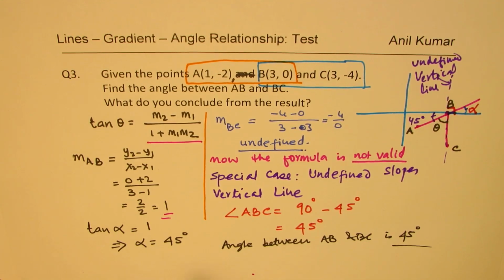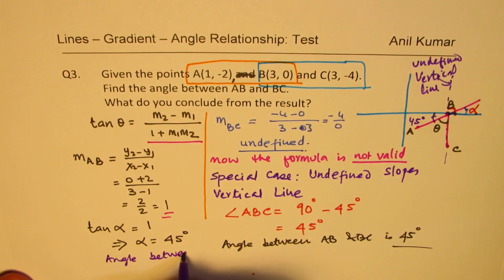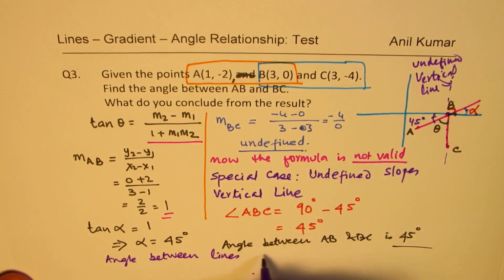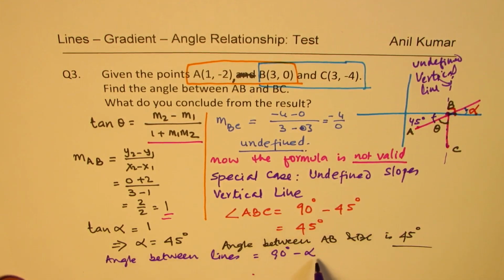Perfect. So in the special case, the answer is: angle between lines equals 90 degrees minus alpha, right? Where alpha is the angle of one of those lines, which is not vertical, right? So that is how we are going to figure this out. So I hope that helps. So this exception is very important to understand.